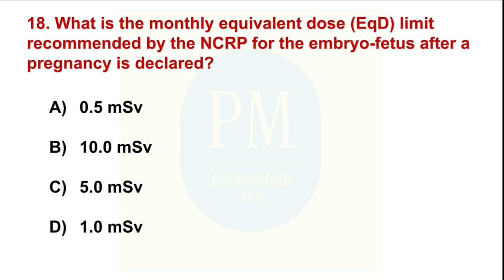What is the monthly equivalent dose limit recommended by the NCRP for the embryo fetus after a pregnancy is declared? Option A. 0.5 millisievert. Option B. 10 millisievert. Option C. 5 millisievert. Option D. 1 millisievert. The correct option is option A. 0.5 millisievert.